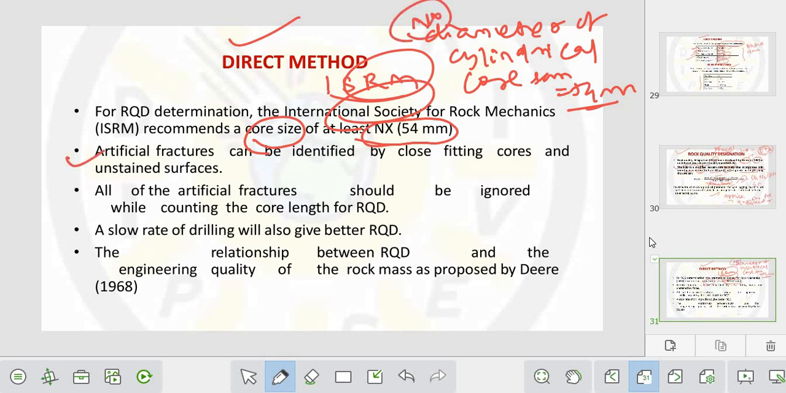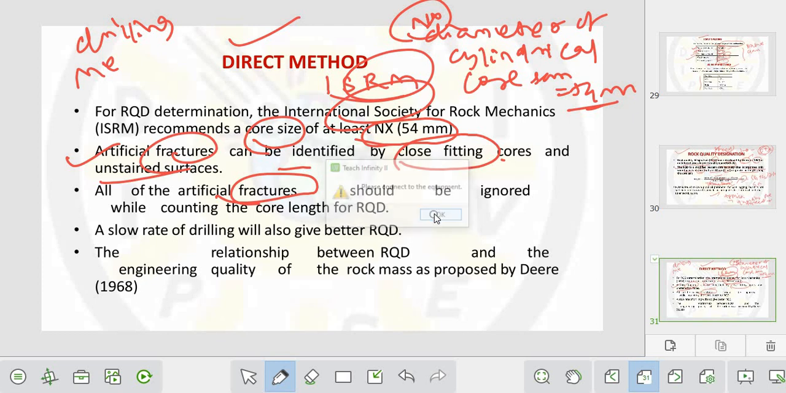Okay, so there may be artificial fractures or not. Suppose a natural fracture or natural discontinuity is present in between, or any type of discontinuity due to the drilling machine, it can be identified by close fitting cores on straight surfaces. All those types of artificial fracture should be ignored. Artificial fractures, all those mechanical fractures created due to the drilling machine, we normally ignore; only the natural ones we consider, okay.